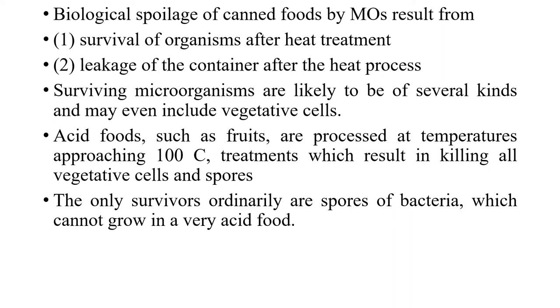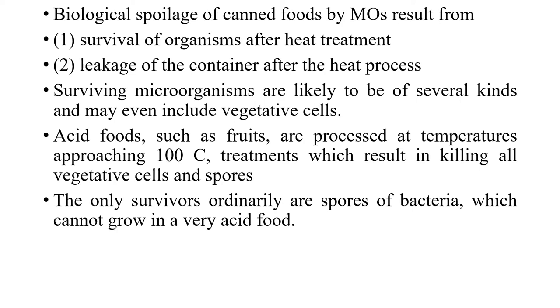The surviving microorganisms are more likely to be of several kinds and may even include vegetative cells. And acid foods such as fruits are processed at a temperature of about 100 degrees Celsius, which will result in killing all the vegetative cells and spores, and the only survivors ordinarily are the spores of the bacteria which cannot grow in a very acid food.